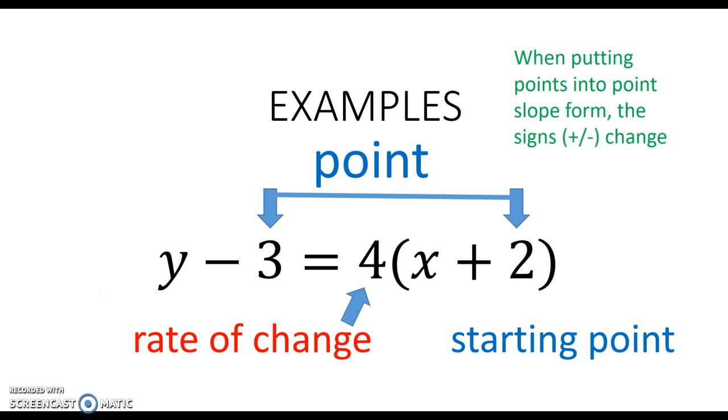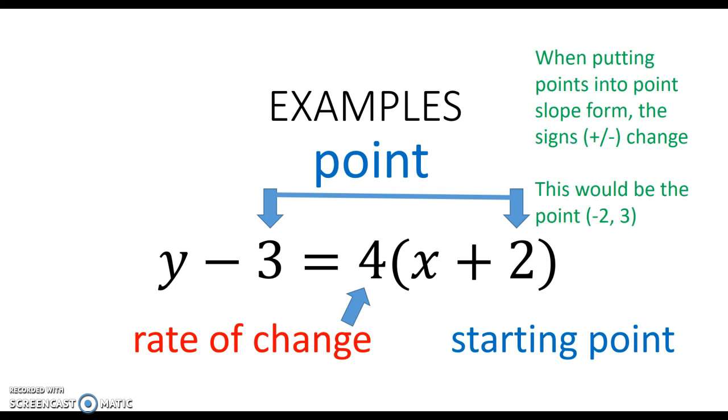When we're putting points into point slope form, it's very important that we notice that the signs, the plus or minus signs, change. Okay, if you go back and look at your paper on the formula, it's y minus y1 and x minus x1. All right? So when you actually put the points in, they're going to have the opposite sign from the actual point that it is. So having this minus 3 and this plus 2 in this problem means that we actually have the point -2, positive 3.